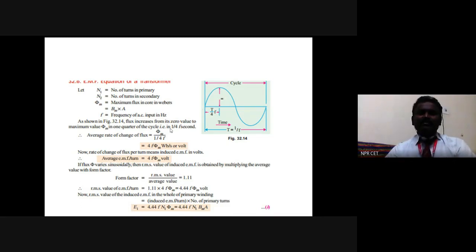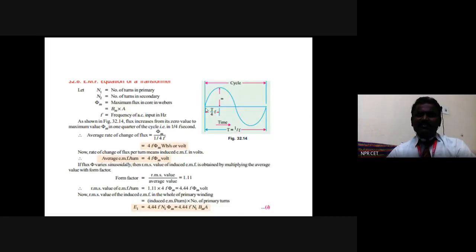So now we need to calculate the rate of change of flux. First, the change of flux. How can we calculate the change of flux? The change of flux from 0 to maximum is equal to phi m. The time taken to reach the maximum value of flux is T by 4f.